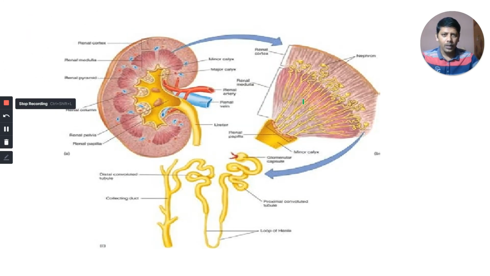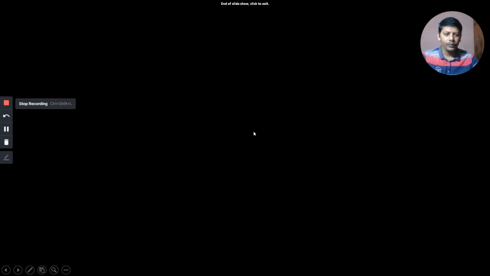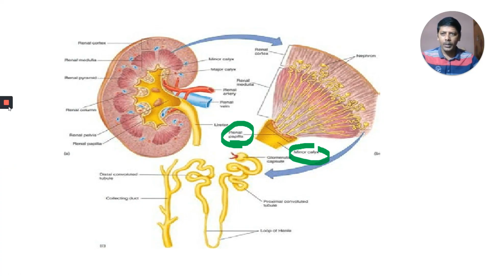You can see here the arrangement of nephrons in our kidney. You can observe here the calyx and the renal papilla. That's the end of this part, the internal structure of the kidney. We learned various things here. In the next lesson, we are going to study the structure of the nephron.